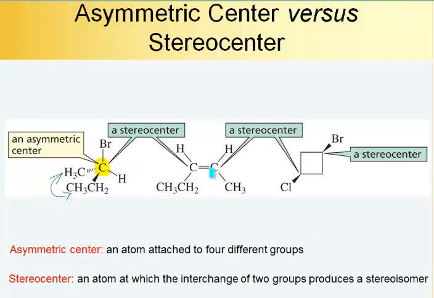For example, if you have a double bond, and we flipped these 2 atoms here, then we switch from a cis to a trans, and that's a different isomer. Therefore, these are stereocenters. These are stereocenters as well because if we flip the position of, say, this chlorine and the hydrogen that comes to the back, then we've changed from a cis to a trans. So these are stereocenters, but they are not asymmetric centers.